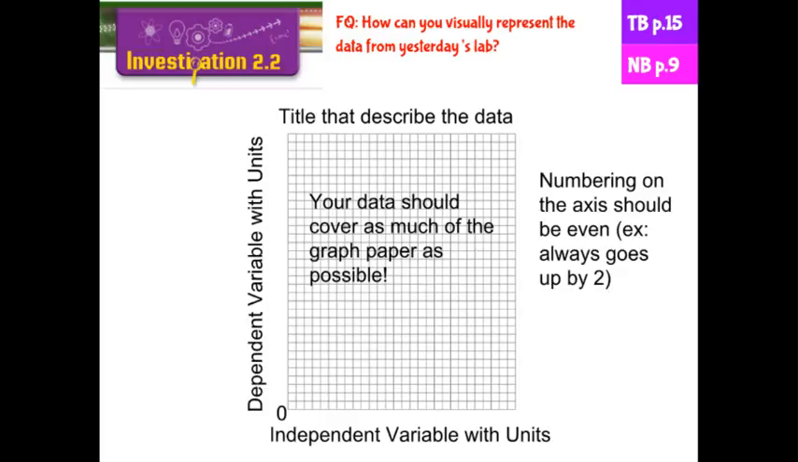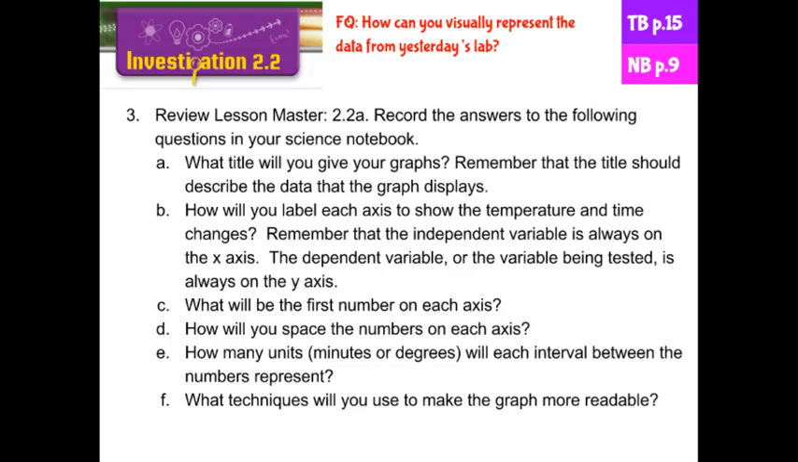Little review. You guys are experts in graphing, but these are all the different parts of a graph that you should have. The top should have a title that describes the data. You should, on the left side, have your dependent variable with units. On the bottom, independent variable with units. And your data should cover as much of the graph paper as possible, so you're going to have to find a way to spread out your data to cover the entire paper. And then numbering on the axis should always be even, so you'd always go up by 2 if possible.